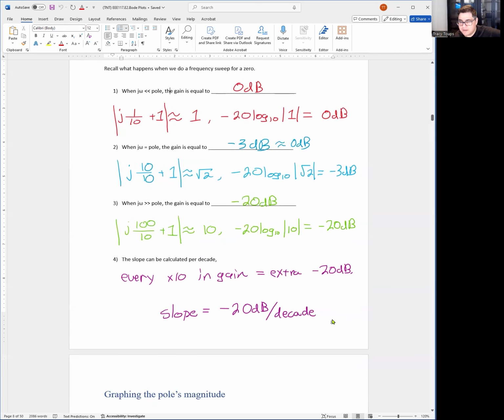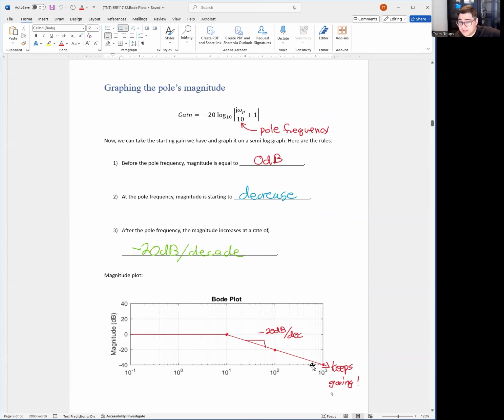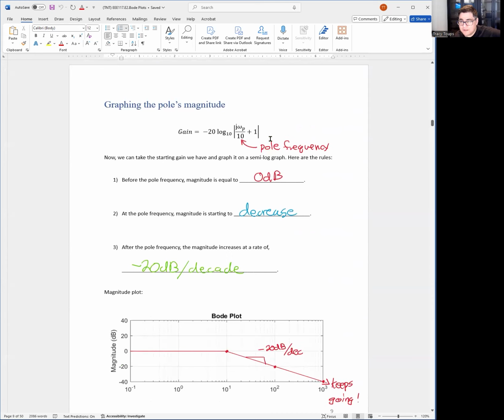It gets pretty bad. Okay. Now, we could graph that, right? That's the whole point of using this graph. So remember, every time we look at a pole, look at what's underneath the division sign right here. That's going to be your pole frequency. Before the pole frequency, it's 0 dB. At the pole frequency is when we're going to start decreasing.